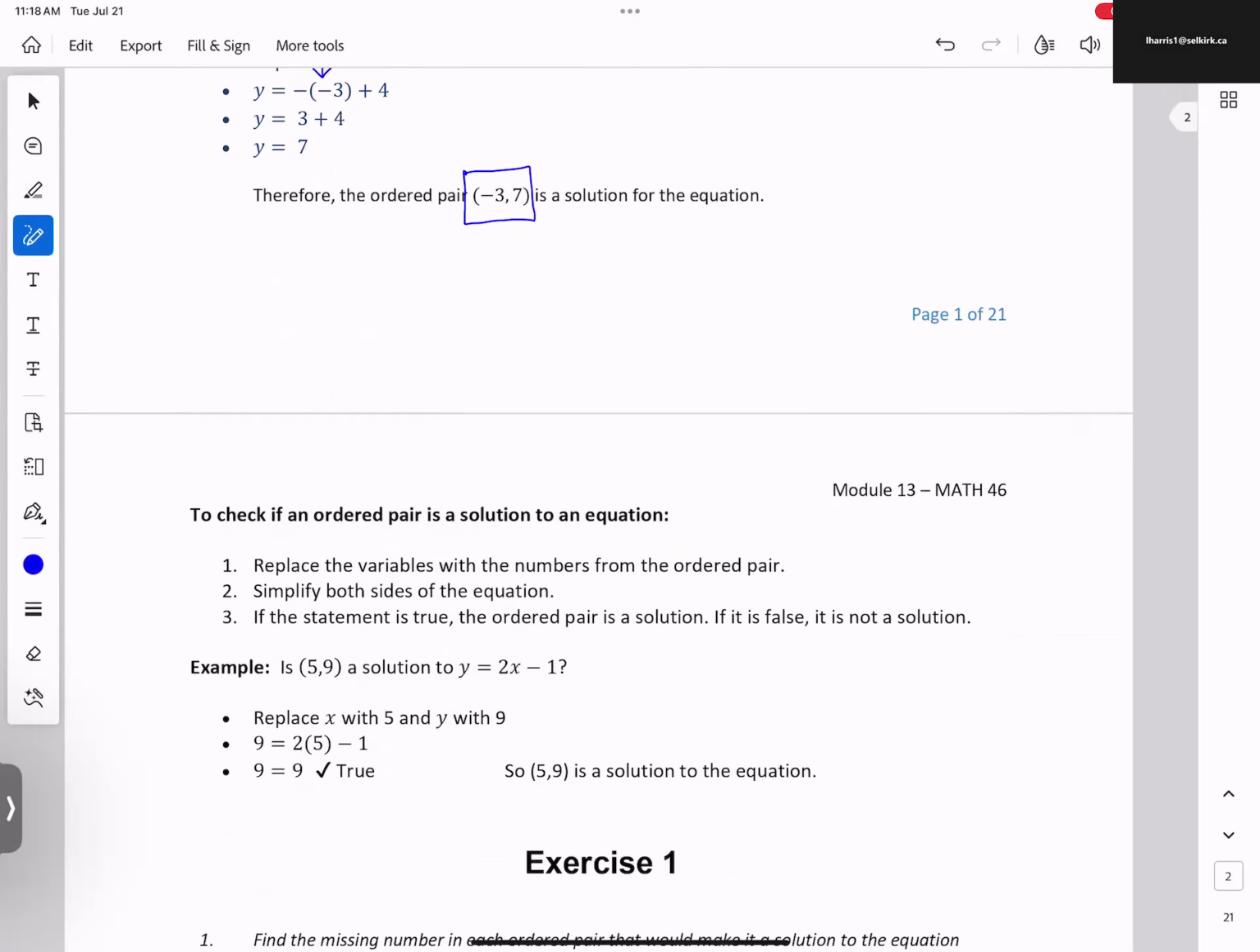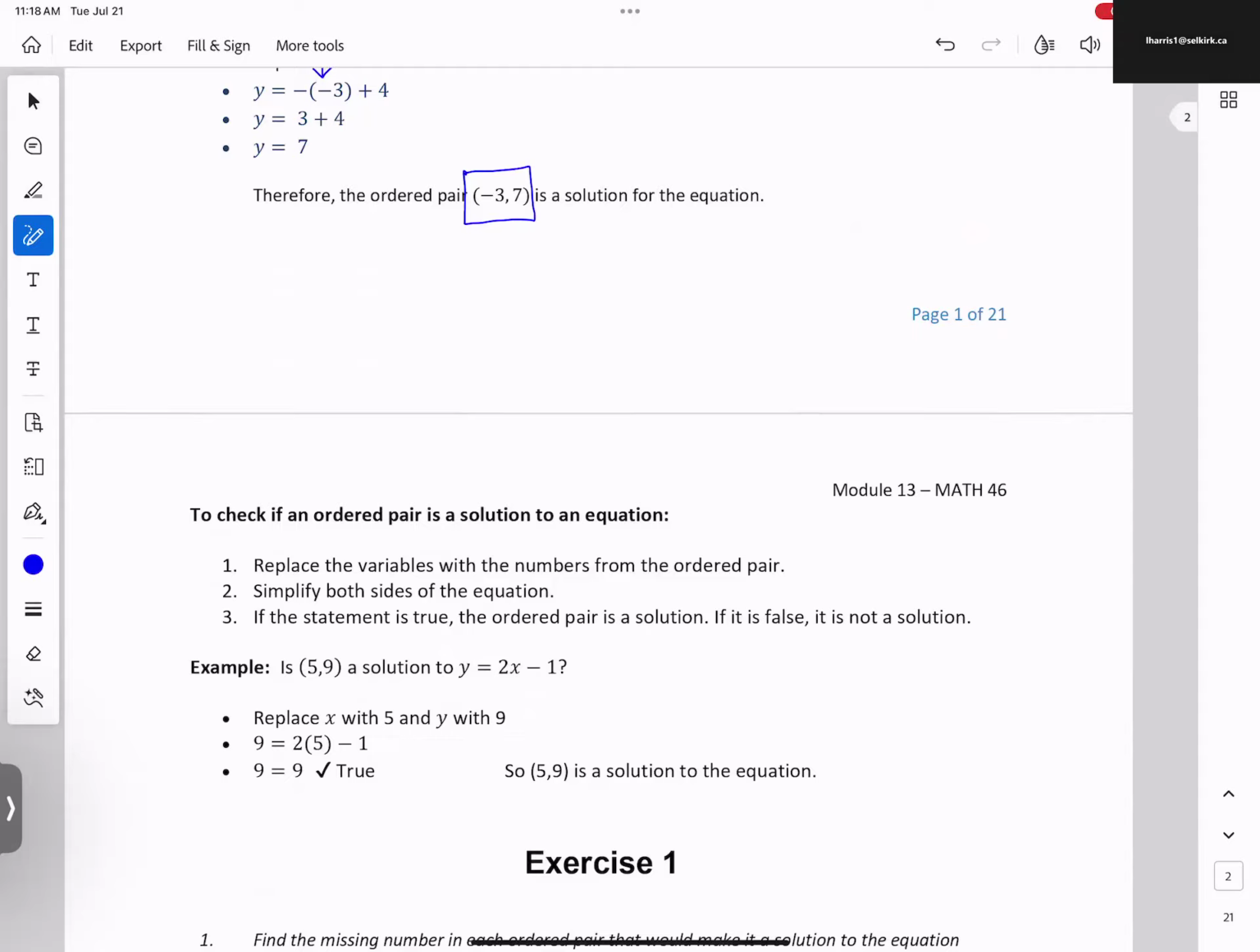The other thing we could be asked to do is to check if an ordered pair is a solution to an equation. So if you're given a full ordered pair, like an x and a y value, you can put those numbers in for the variables in the equation, simplify both sides, and see if you end up with a true statement. If you do, the ordered pair is a solution. If you don't, it is not.